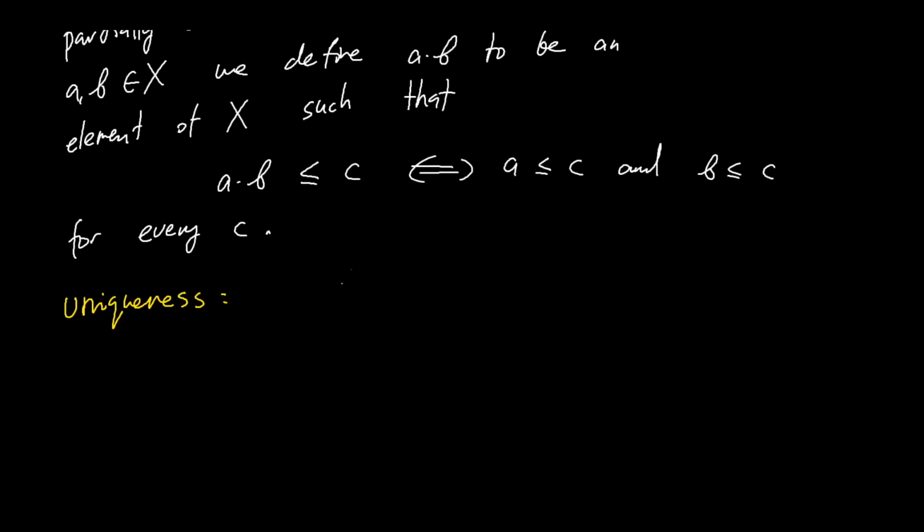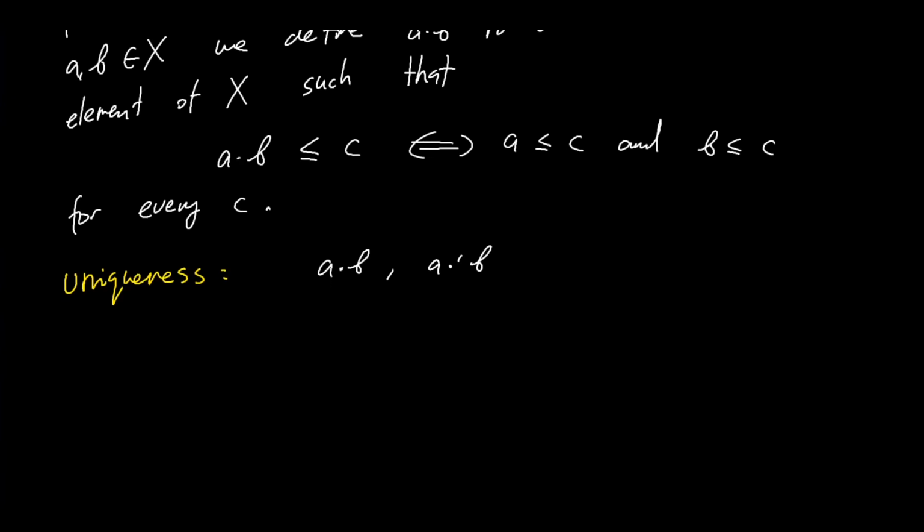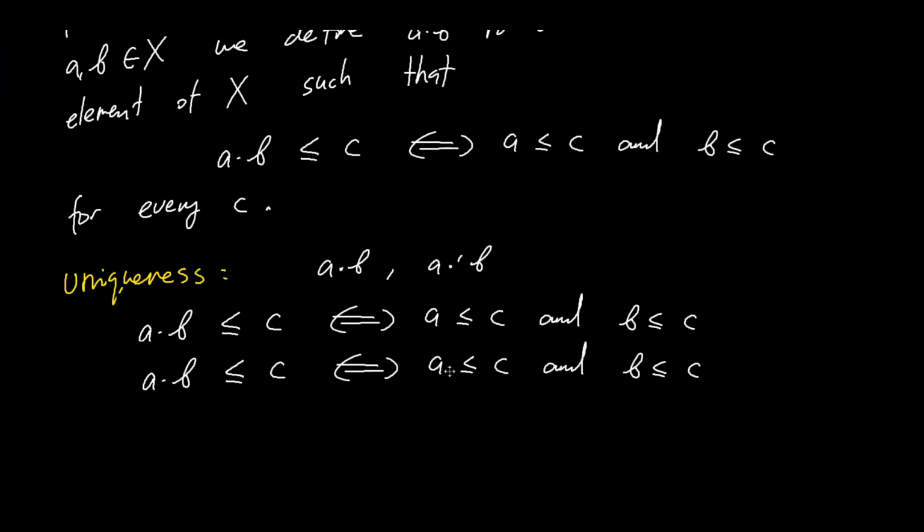Let's say there are two such things. So we've got A dot B, right? And then we also have, let's call this thing A dot prime B, okay? Both of them we know satisfy this equivalence, so maybe we write this out for both of them separately. So we have that, and we also have the other one, and remember, in both cases, C can be arbitrary.